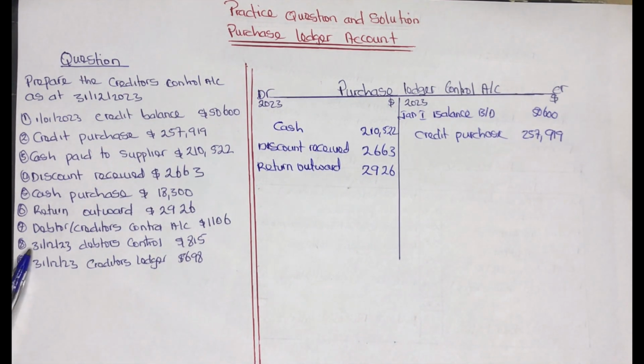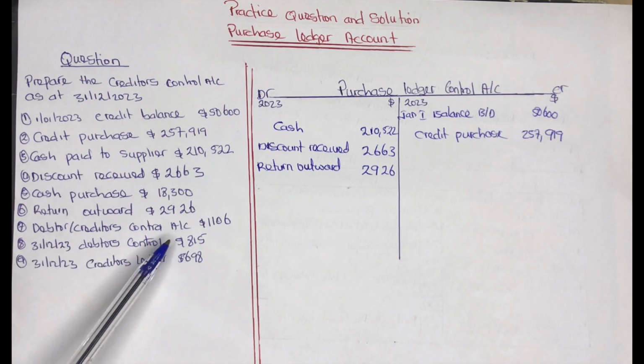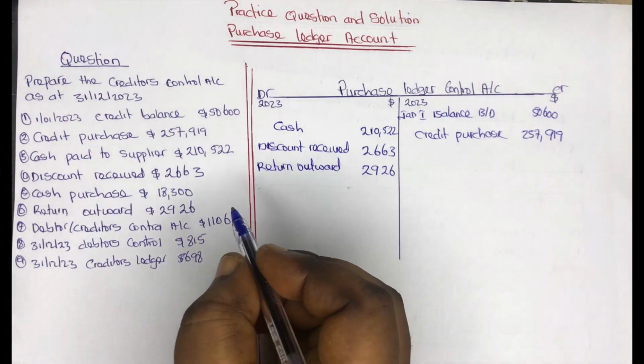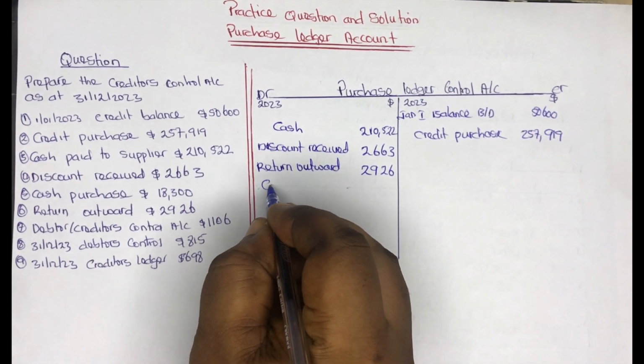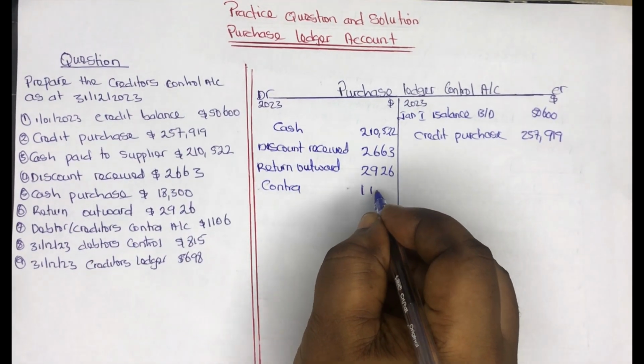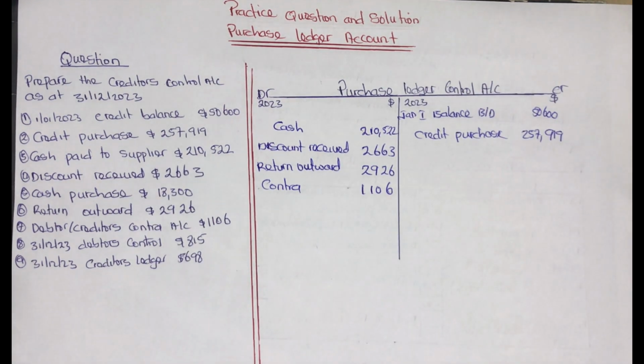The next item says debtors and creditors contra account. This one too is a debit balance. In the sales ledger account we put it as a credit, but in the creditors account it is a debit. So we put the contra here, $1,106.